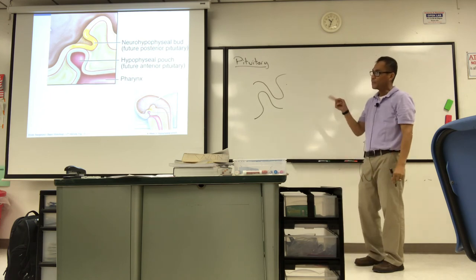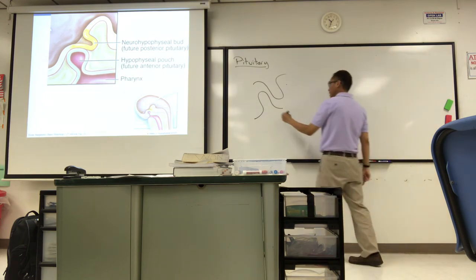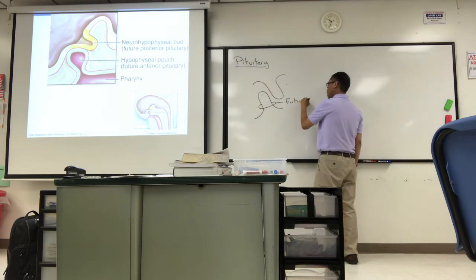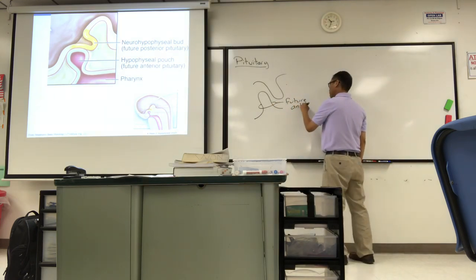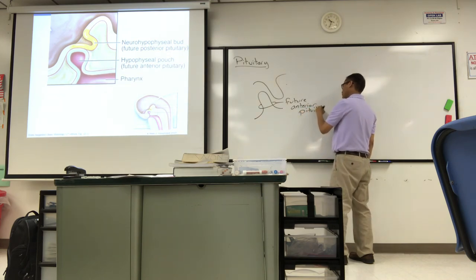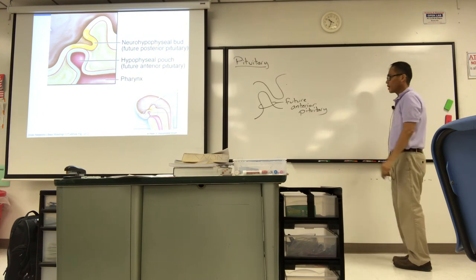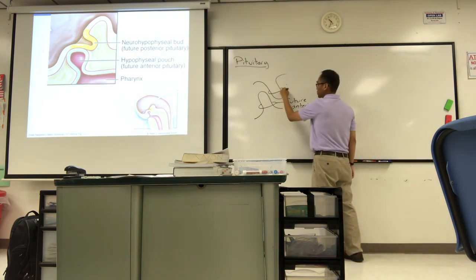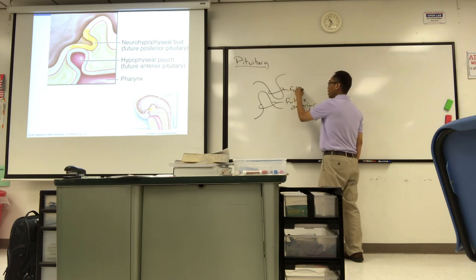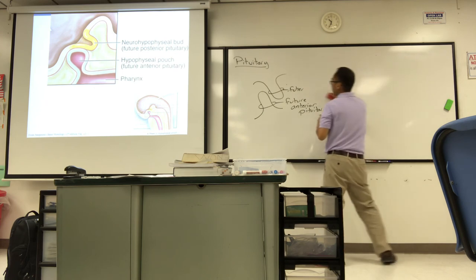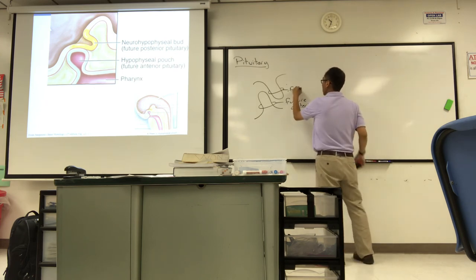Well, anyways, the upgrowth, what they call the hypophyseal pouch, that is your future anterior pituitary. And that little downgrowth in week 3 of development, that's your future posterior pituitary.